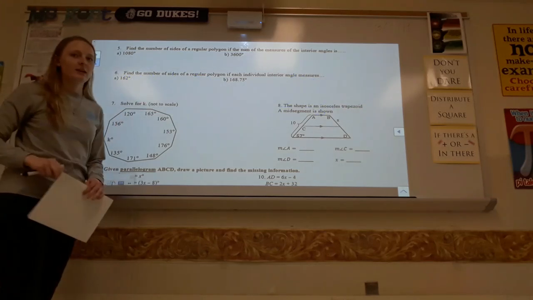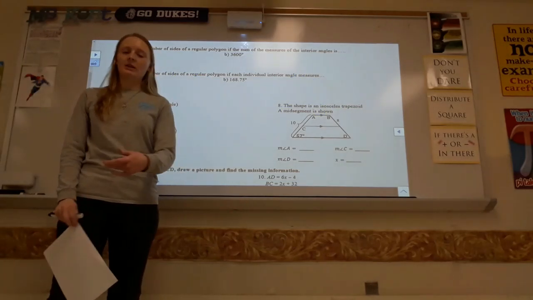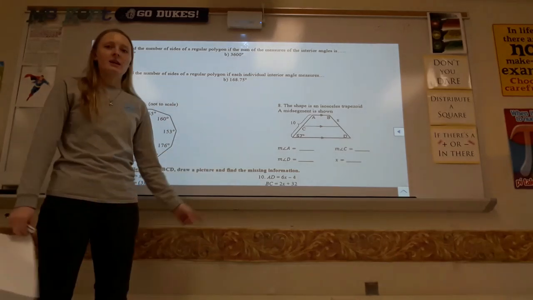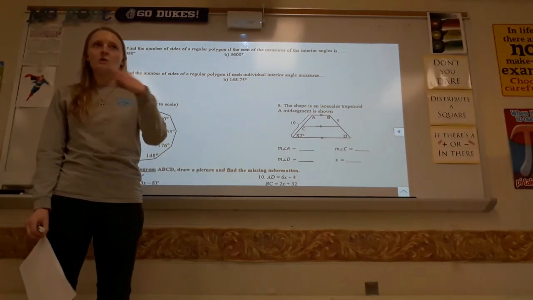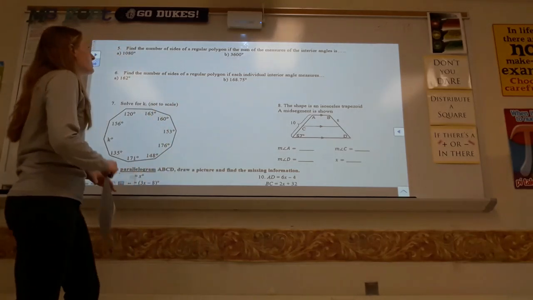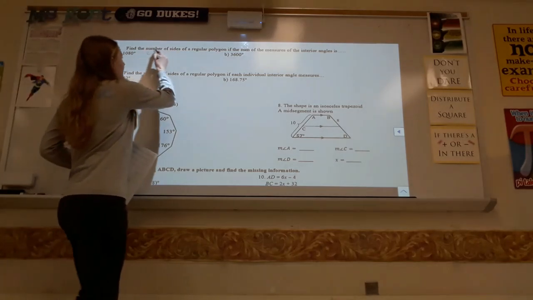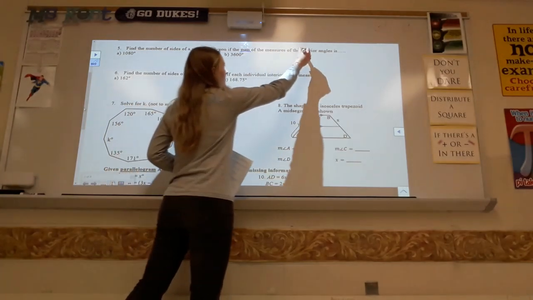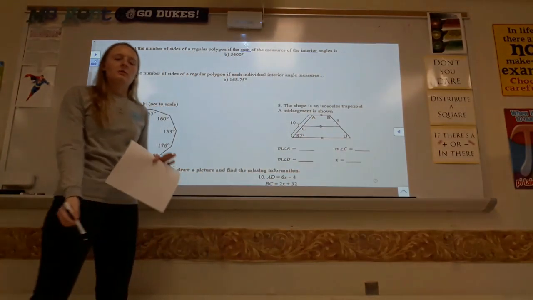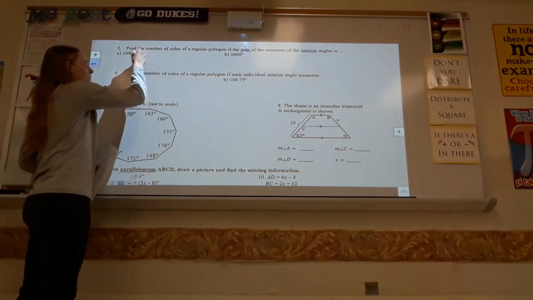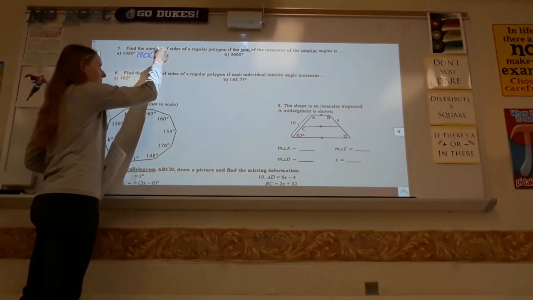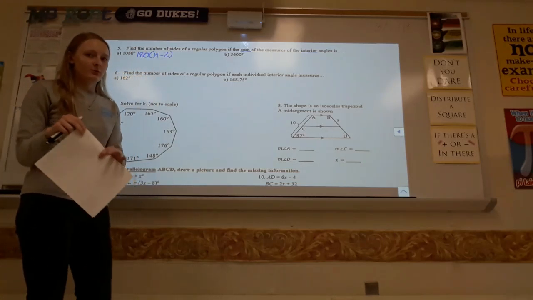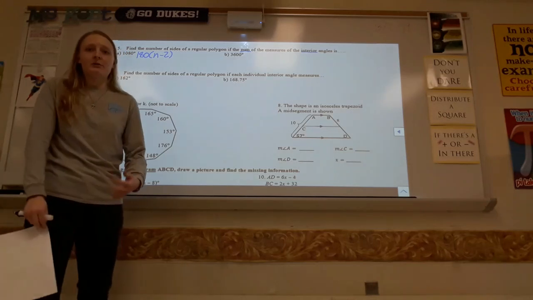So for the first set, they gave you what n was, and you plugged it in to find the angles. This time they're giving us the angles, and they want you to solve backwards or undo the formula to solve for n. So again, look for the keywords. Find the number of sides of a regular polygon if the sum of interior angles is. So I'm using that same formula, the sum. The keywords tell you what formula you're using.